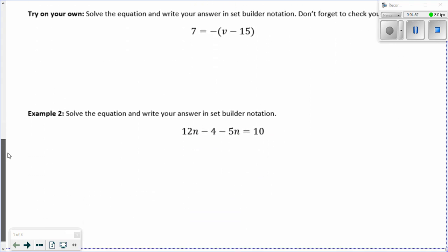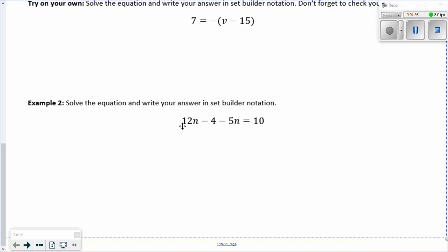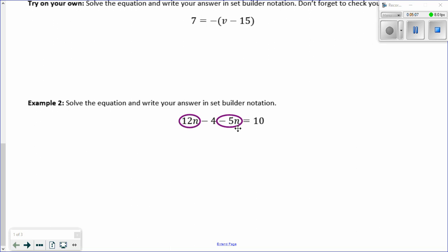Example 2, solve the equation and write your answer in set builder notation. So this one, I don't have anything to distribute on this side. I don't have anything to distribute on this side. So now I look at combining. Here I have a 12n and a negative 5n, so I can combine those two. On the other side, I don't have anything with the 10, so I can't combine any like terms.